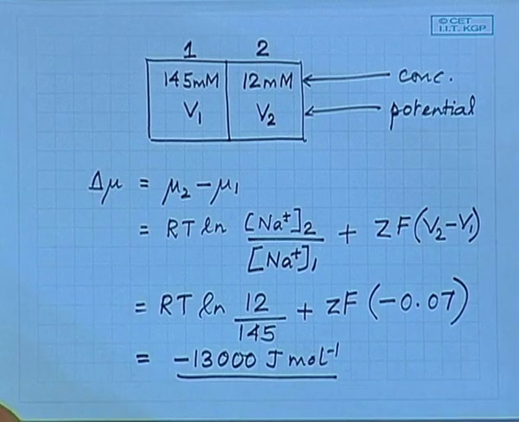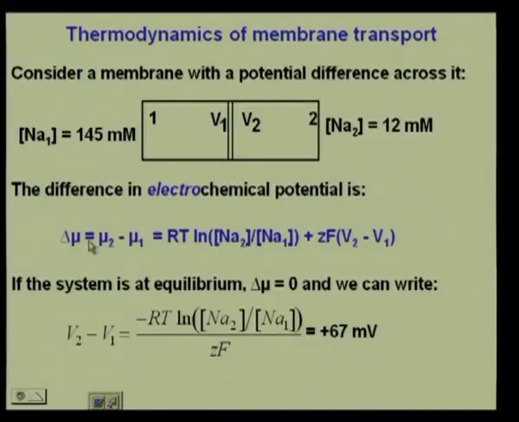So, what we have is we have a delta mu, that is mu 2 minus mu 1, RT ln Na2 by Na1, that is a concentration of the ions on the both sides, plus ZF V2 minus V1. When the system is at equilibrium, we can write this, which turns out that this V2 minus V1 is 67 millivolts.